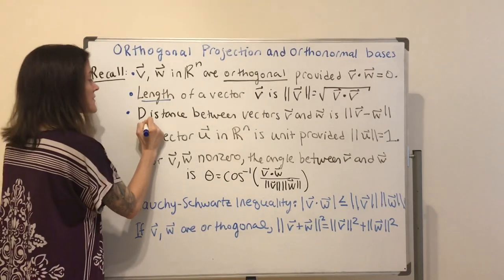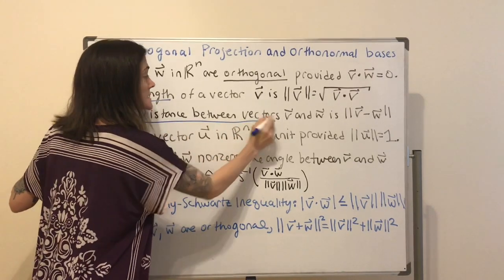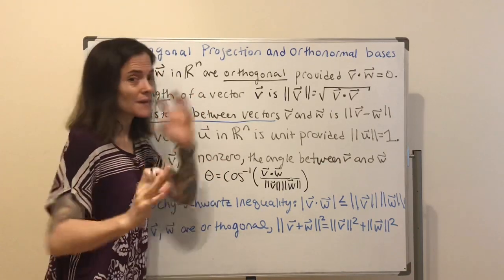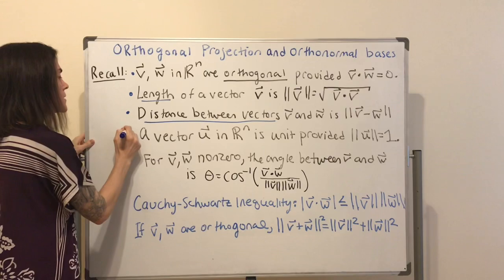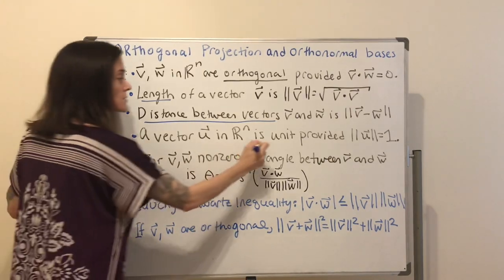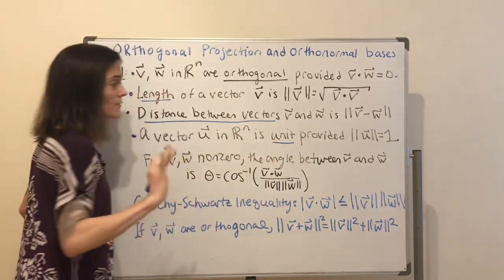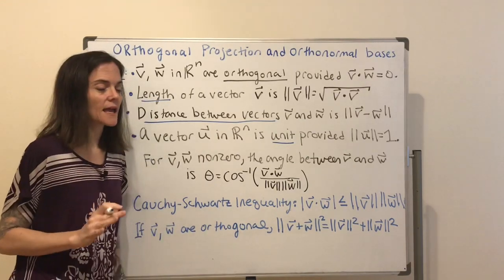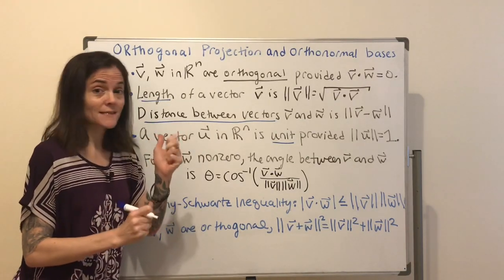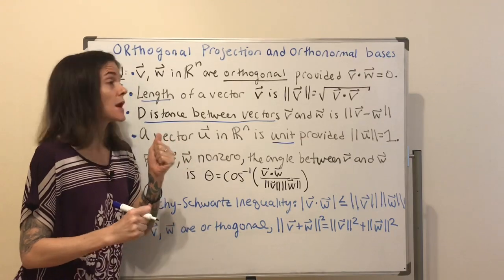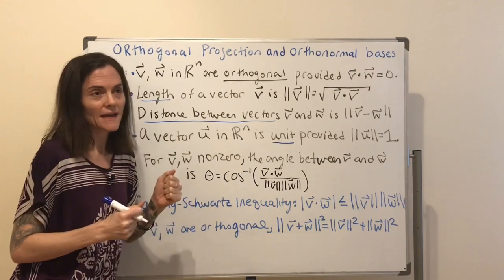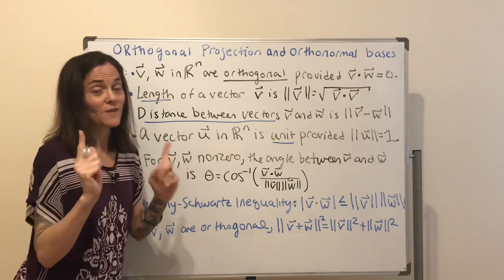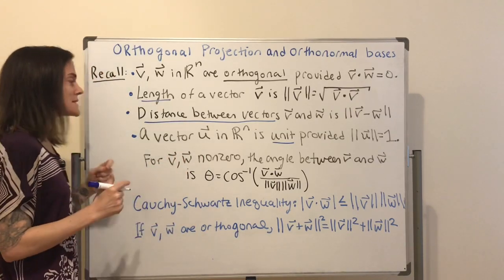This one I may not have explicitly mentioned, but the distance between two vectors, you just take the length of v minus w. We discussed unit vectors. We have a unit vector provided the length is 1. And we will see today, if you have some non-zero vector, you can always make a unit vector from that just by multiplying the vector by 1 over its length, and this will be unit.